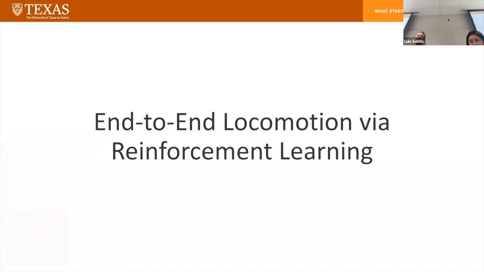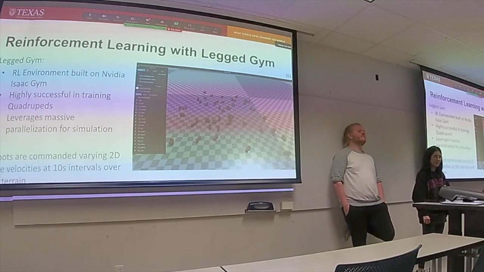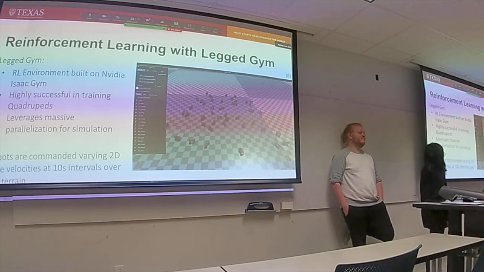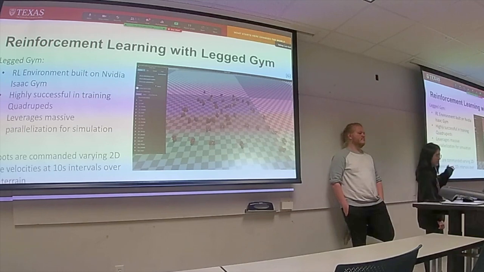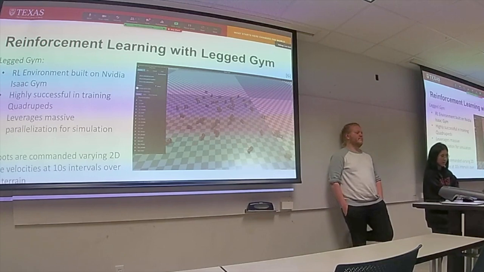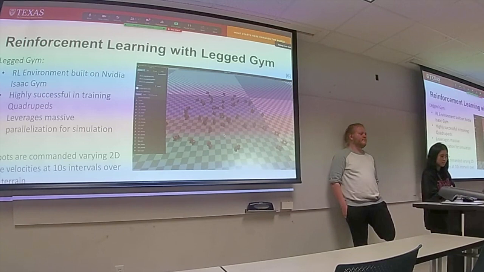Take it away. Okay. So I'm sure you're familiar based off of our past presentations in this class, but we use NVIDIA's Isaac Gym, and you can see it's training animals to walk with various linear velocity commands. It's really good for training quadrupeds. It leverages the GPUs for training with massive parallelization. These robots are moving with random 2D velocities that change over 10-second intervals, so they're really good at that.